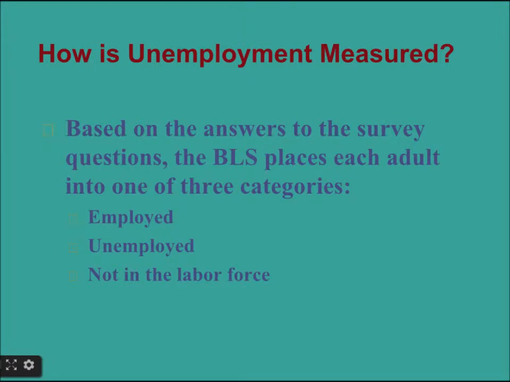How is unemployment measured? Based on the answers to the survey questions, the BLS places each adult into one of three categories: employed, unemployed, and not in the labor force. So, unemployed and not in the labor force are not the same thing. This we have to remember, because the unemployed are the ones who are interested in employment but are not able to get a job. Not in the labor force means they are not actively looking or they are not interested in doing a job.